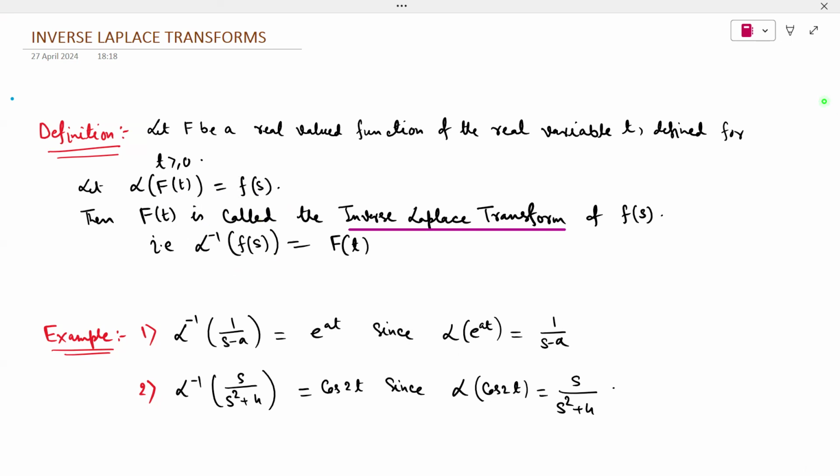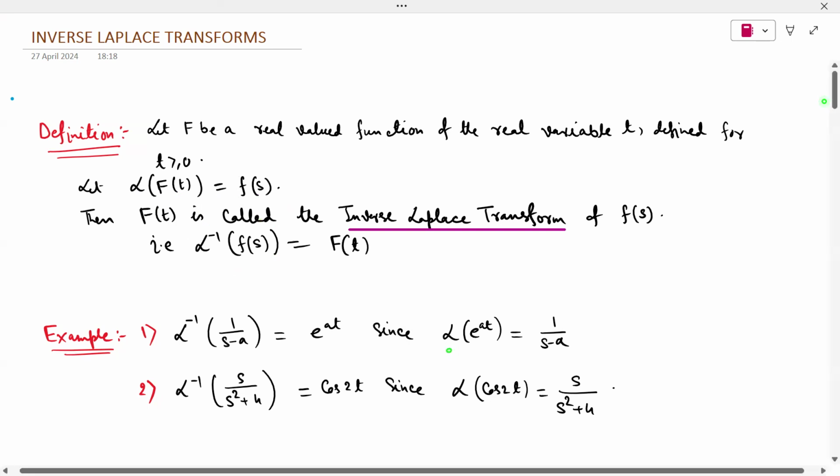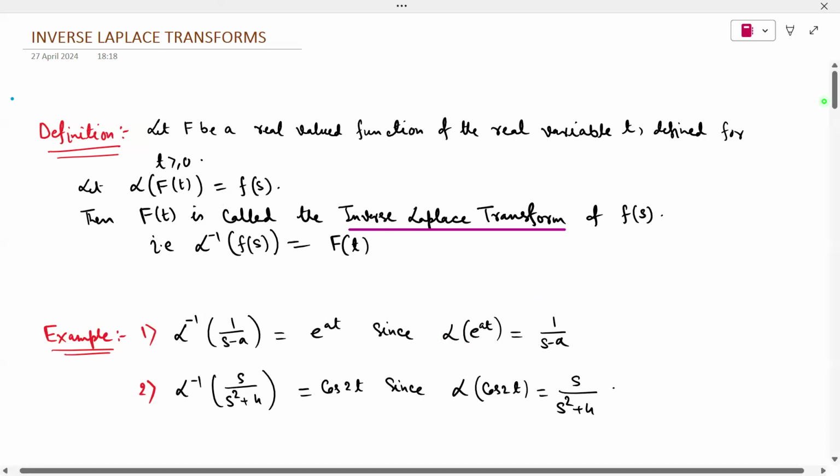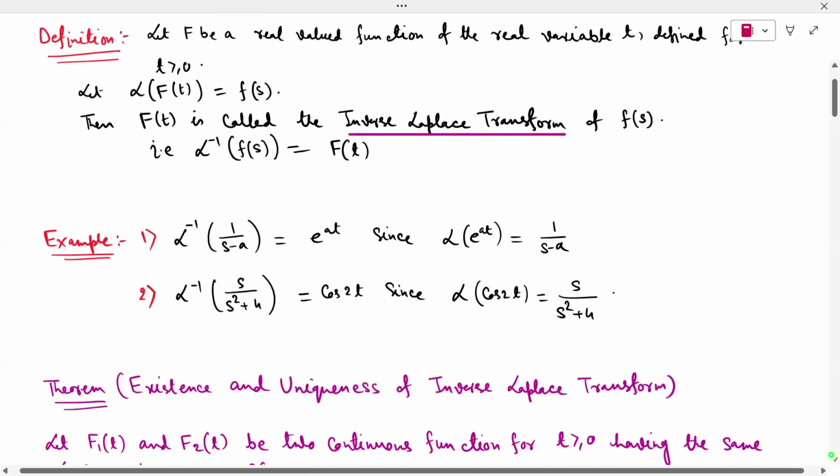See examples. Since the Laplace transform of e to the power at is equal to 1 by s minus a, L inverse of 1 by s minus a will be e to the power at. Just like this, L goes to this side and becomes L inverse. There is another example. The Laplace transform of cos 2t is equal to s by s square plus 4. Therefore, L inverse of s by s square plus 4 equals cos 2t.